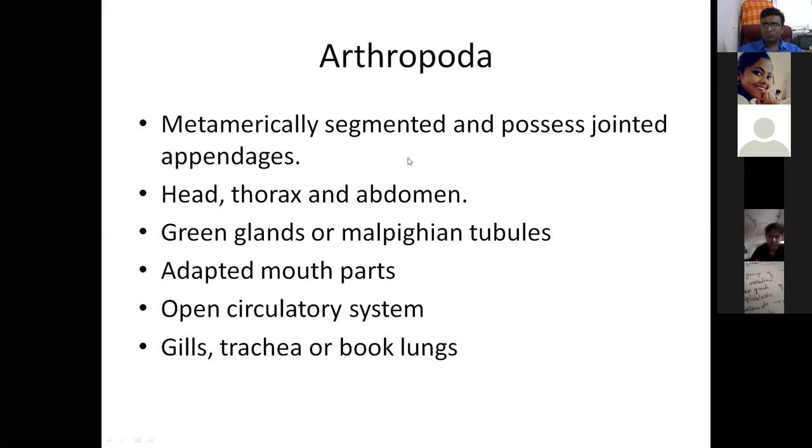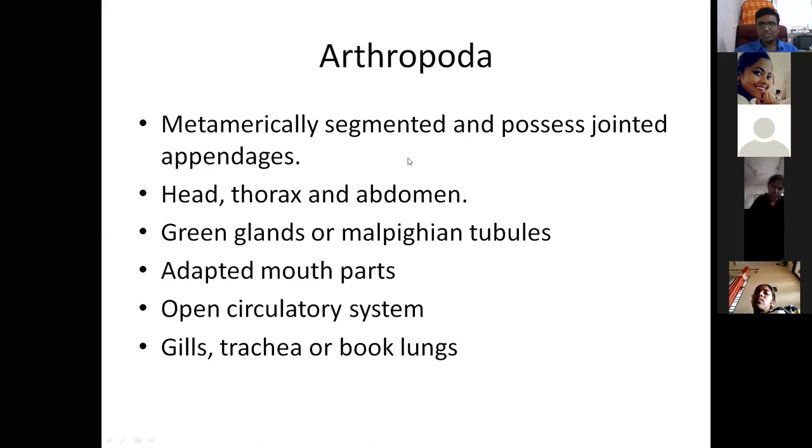For example, in honeybee it is different, in butterfly it is different, in mosquito it is different. So which are the different types of mouth parts in arthropods? Can you name some? What kind do we see in case of mosquito? Type of mouth parts in mosquito. Any answer?